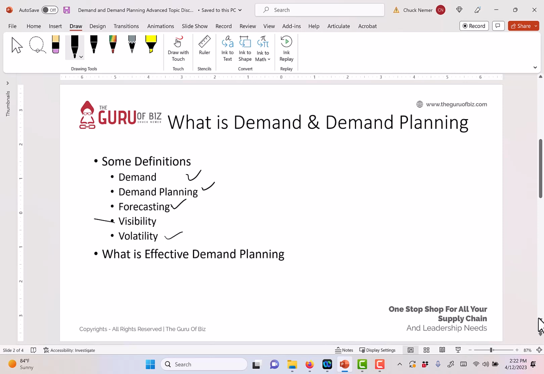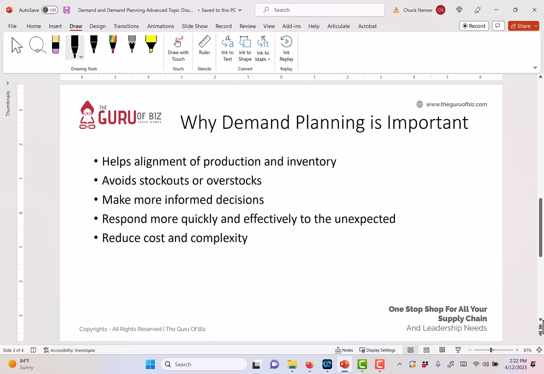Now let's answer that question finally down here: what is effective demand planning? Well, it basically means we're asking companies to balance supply and demand by accurately predicting future demand, maintaining the correct and adequate inventory levels, and adjusting production and distribution strategies in response to changes in demand. So that's basically what we're looking at for what is demand planning.